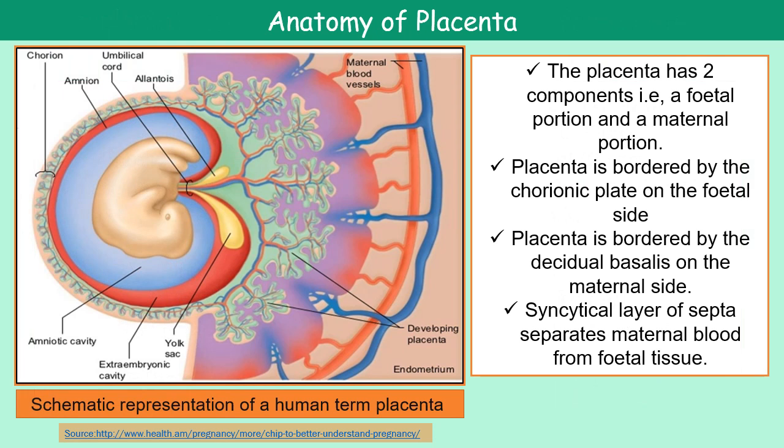As I have already mentioned, by the beginning of the 4th month, the placenta has two components, a fetal portion called chorion frondosum and a maternal portion called decidua basalis. Here in this diagram, this is chorion frondosum, which is the part of the fetal placenta, and this is decidua basalis, which is the part of the maternal placenta.